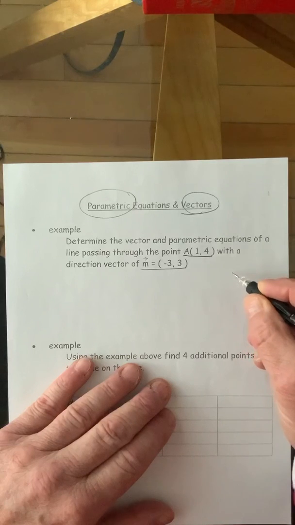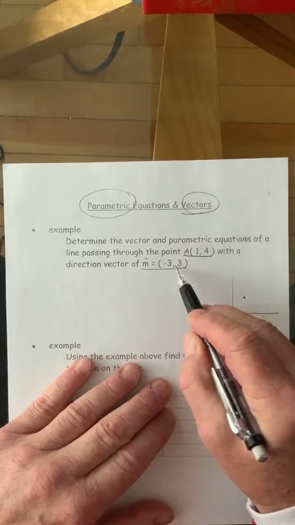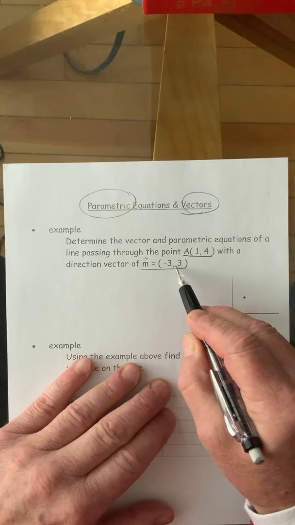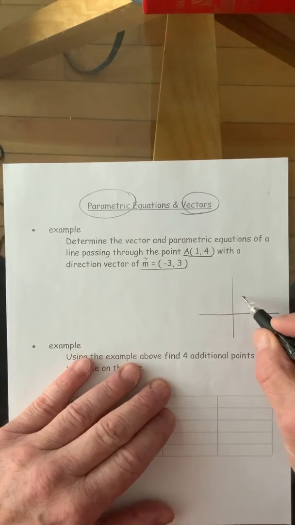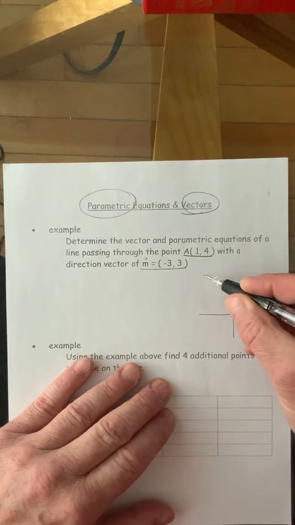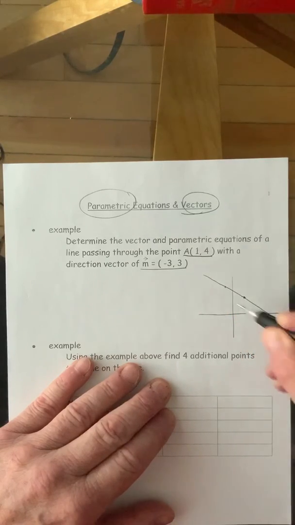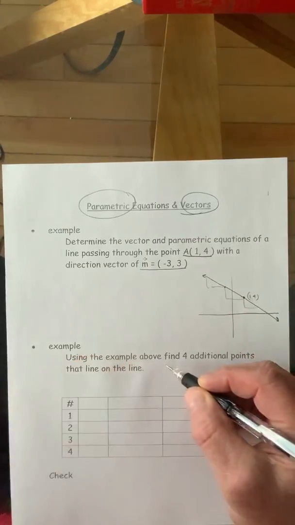If I were to make a sketch, 1, 4, this is the slope. Rise over run, rise and run. -3, up 3. I would get a line looking something like this. I could do the slope triangle all the way along.